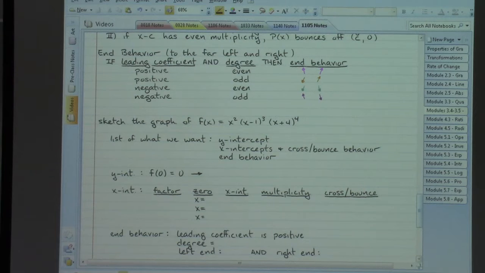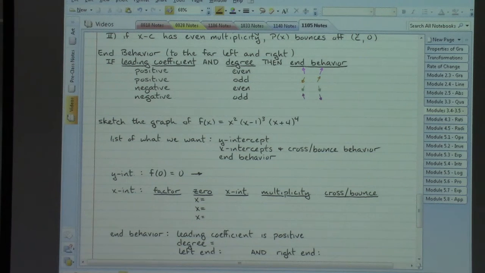To just create a list of what we want: y-intercepts, x-intercepts. Because we have that recent comment that x-intercepts can either have a cross-through or a bounce-off sort of behavior, let's make a note about that. And let's also finally make a note about what is happening to the very far left and very far right. Let's start with the nicest thing. The nicest thing would be the y-intercept.